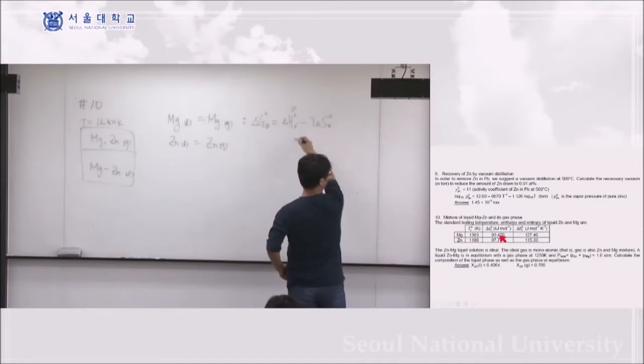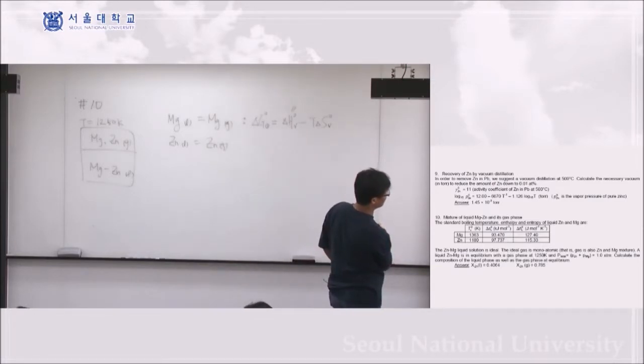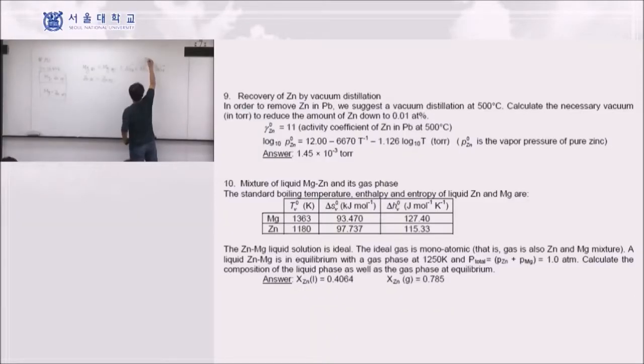So this delta HV in this case is 127.40, yeah, good. 127.40 kilojoule per mole. Is that okay? So she said that makes more sense. And this one is for magnesium, 93.47 joule per mole Kelvin.